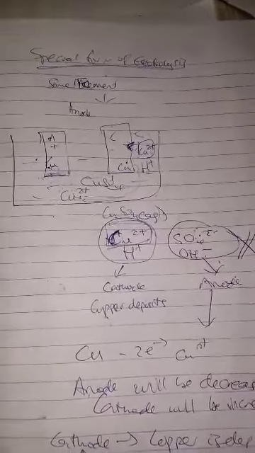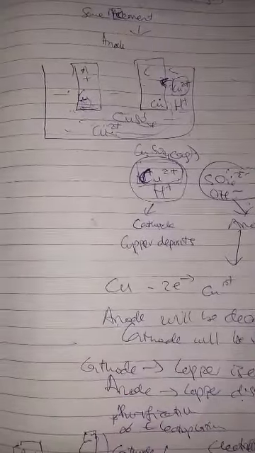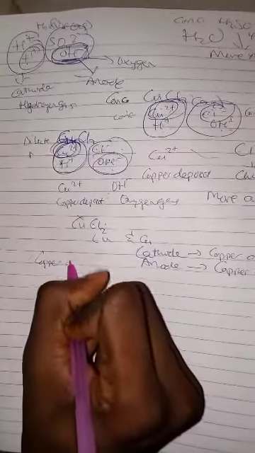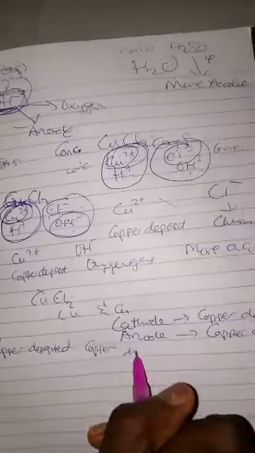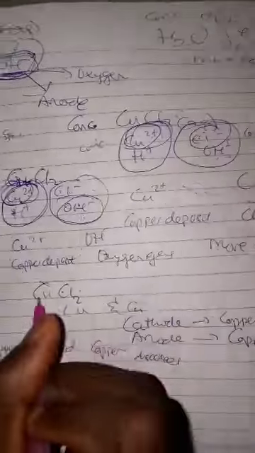This is what we explain here. When you are using copper all through, this is what I explained there. So I said at the anode, copper is deposited, copper dissolves. Do you understand now? At the first place you have copper deposited, then copper dissolves. So let's check what will be the effect on our electrolyte.